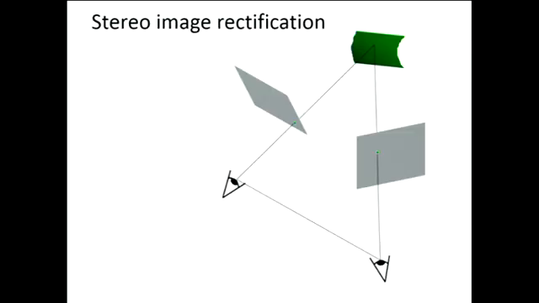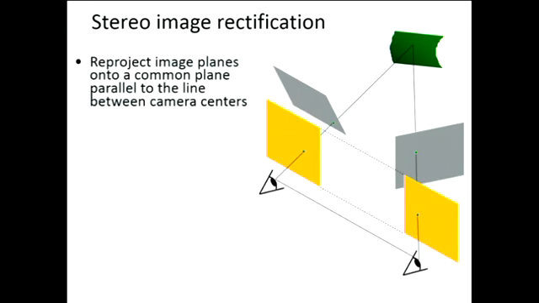So now what if I have two images that are not side by side? Then the simplest thing to do is to rectify the images so that I create new images as if they were taken from cameras that were side by side, and then do my scanline stereo algorithm. So I first reproject each of the images onto the same plane.